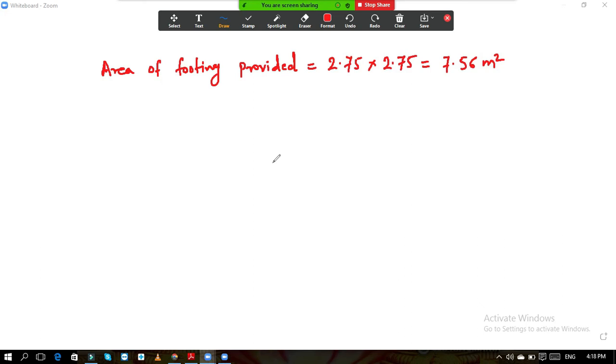So whatever area we get, now it is the square footing. So we know the area, it is 7.33. So we have taken the square root of that. So we got one side, then we round up that side. Okay, and accordingly we calculated the area of footing provided. So up till now we have seen up to this point.